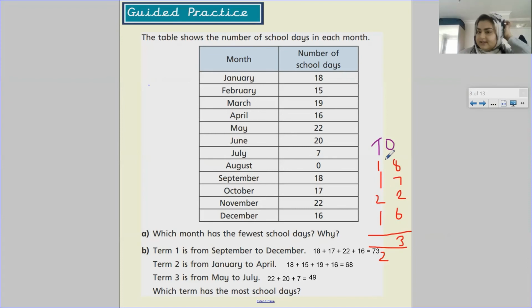I'm going to count all my 10s now. So 1, 2, 3, 4, 5, 6, 7. And that is the method I used for the others.